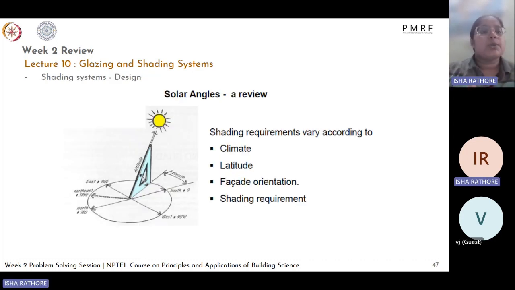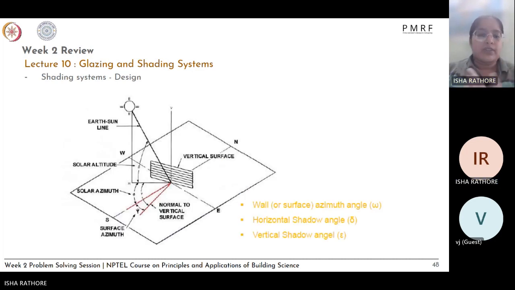So we also looked up the shading design and systems. So we looked up the angles, which we also looked up in week 1. Shading requirements vary according to your climate, latitude, the facade orientation, and the actual shading requirement. And the angles, altitude, and azimuth are used for calculating the shadings. So there are also other angles like wall azimuth, horizontal shadow angle, and vertical shadow angles, which are discussed in the video. You can go through that video.